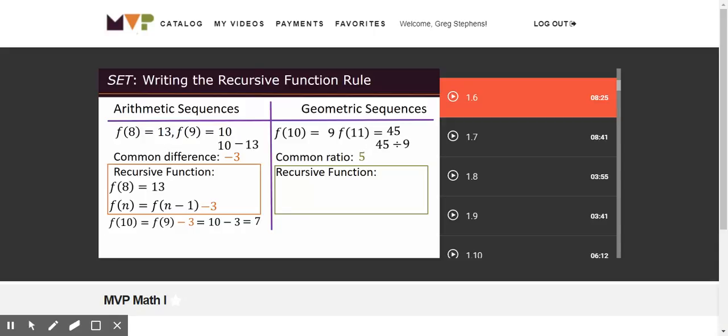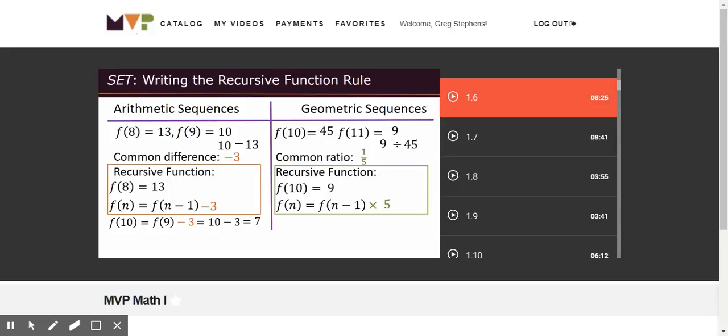Now write the recursive function. f(10) = 9, and f(n) = f(n-1) times 5. What if f(10) equals 45 and f(11) equals 9? You always divide the term you have now by the previous term to find the common ratio. This would give us 9 divided by 45, or 1/5. The common ratio is a fraction, or you could say you are dividing by 5 at each step.